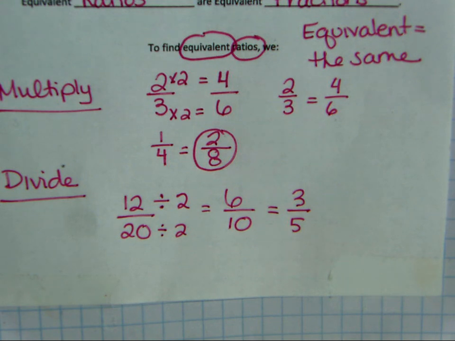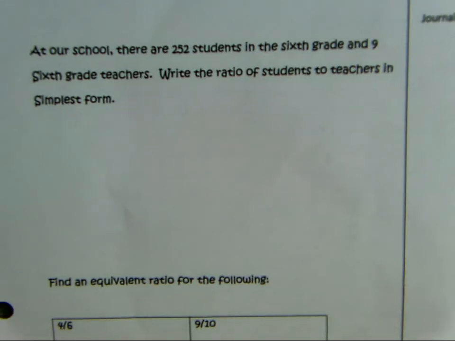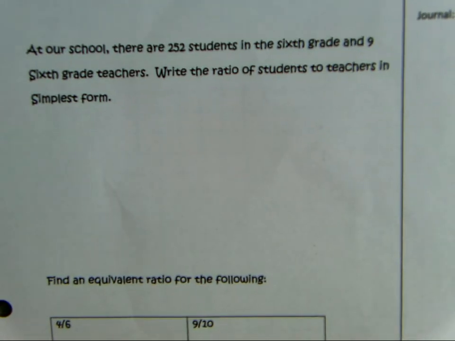All right, so now we're going to go over to 61 on our practice page. Okay? On page 61, let's read our text here. I'd like us to read it all together, please. Here we go. At our school, there are 252 students in the 6th grade and 9 6th grade teachers. Write the ratio of students to teachers in simplest form.